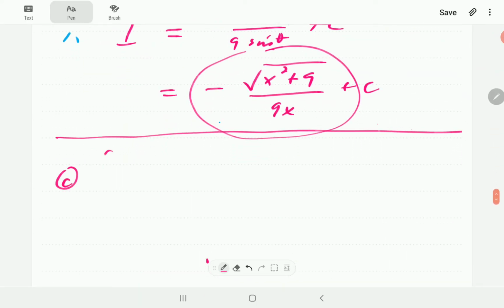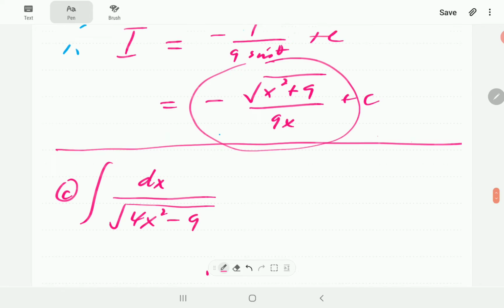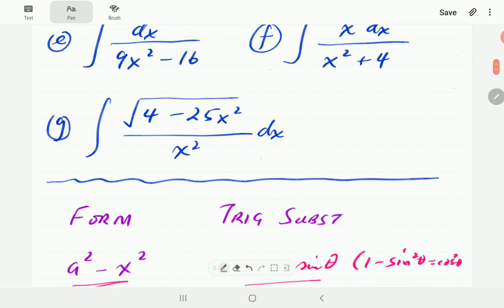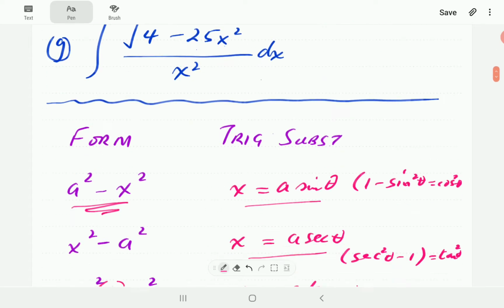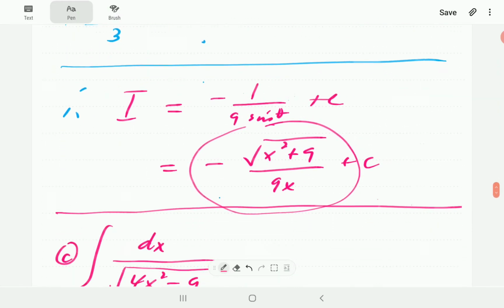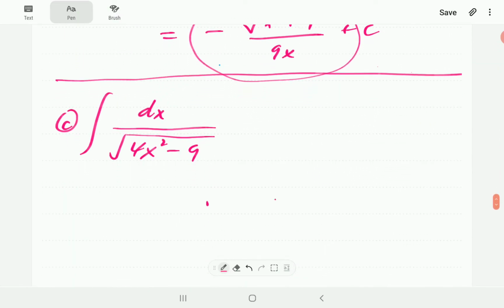So in part C, we have got the integral of dx divided by the square root of 4x squared minus 9. We have got a slight issue here with this one.